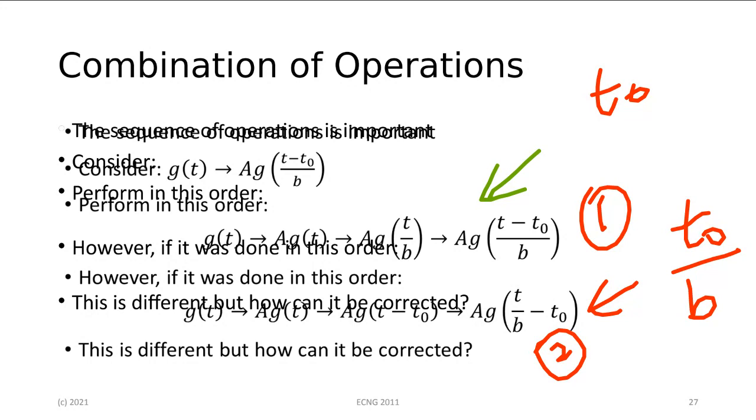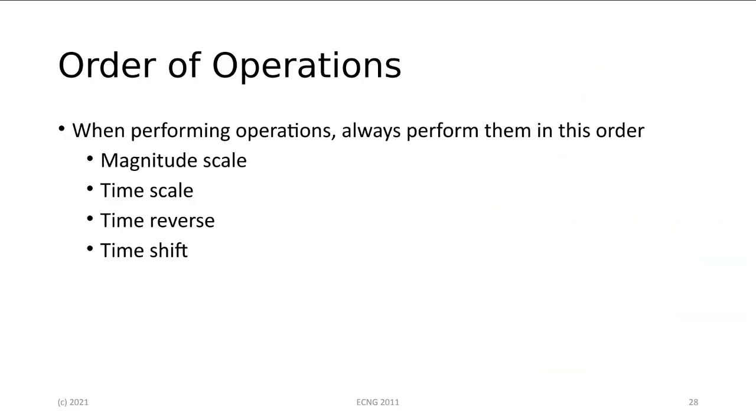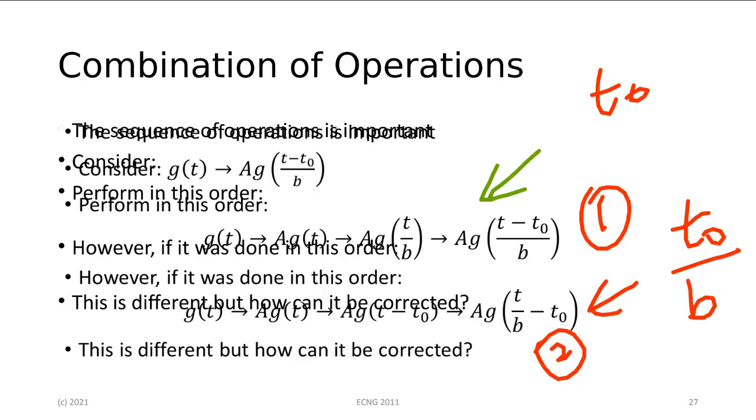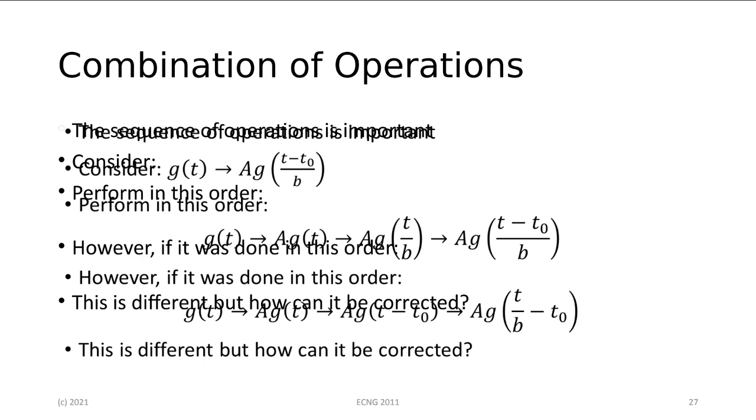All right. So in other words, if you're given a process, you have a signal coming in and the system has to do something to it, or you're being asked to do that, the sequence to perform them is: first you magnitude scale, then you time scale, then you time reverse, and then last you time shift. So your magnitude scale, you compress or expand, and then you shift in time.